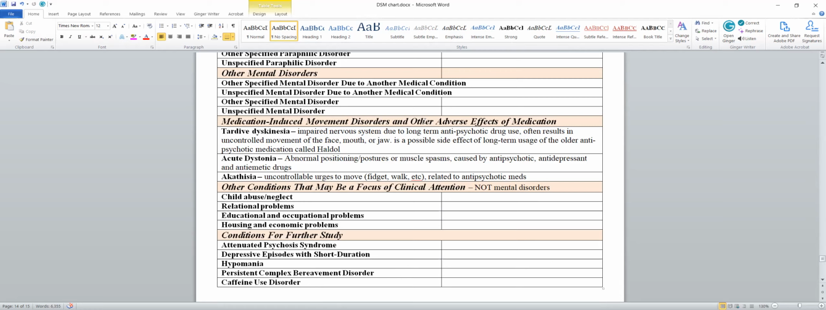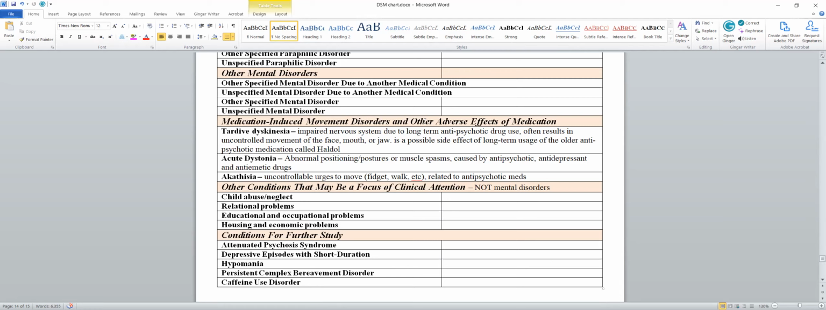Acute dystonia: abnormal positioning, postures, or muscle spasm caused by antipsychotic, antidepressant, and antiemetic drugs. Akathisia: uncontrolled urges to move, fidget, walk, etc., related to antipsychotic meds. So that's tardive dyskinesia, acute dystonia, abnormal positioning and postures or muscle spasms, akathisia. I know I'm not saying this right. Akathisia, uncontrolled urges to move.